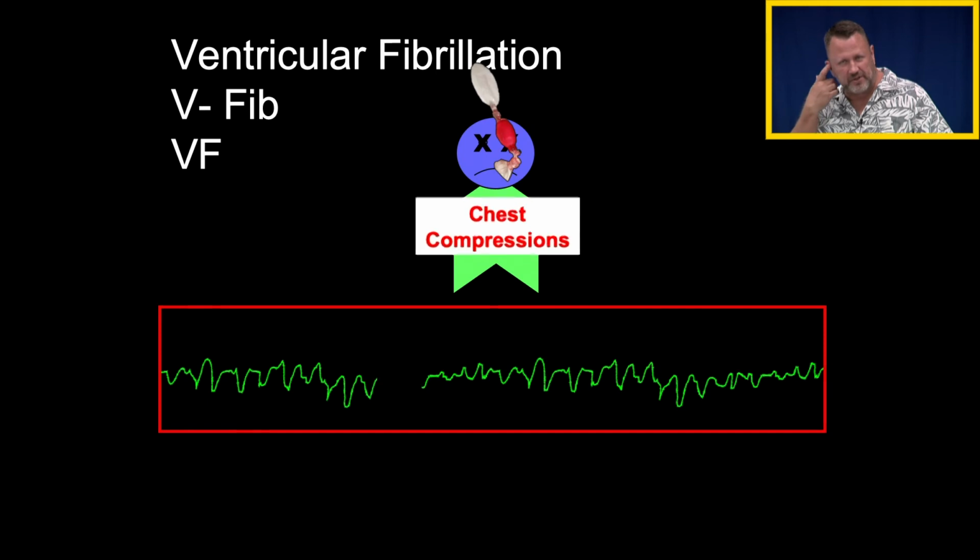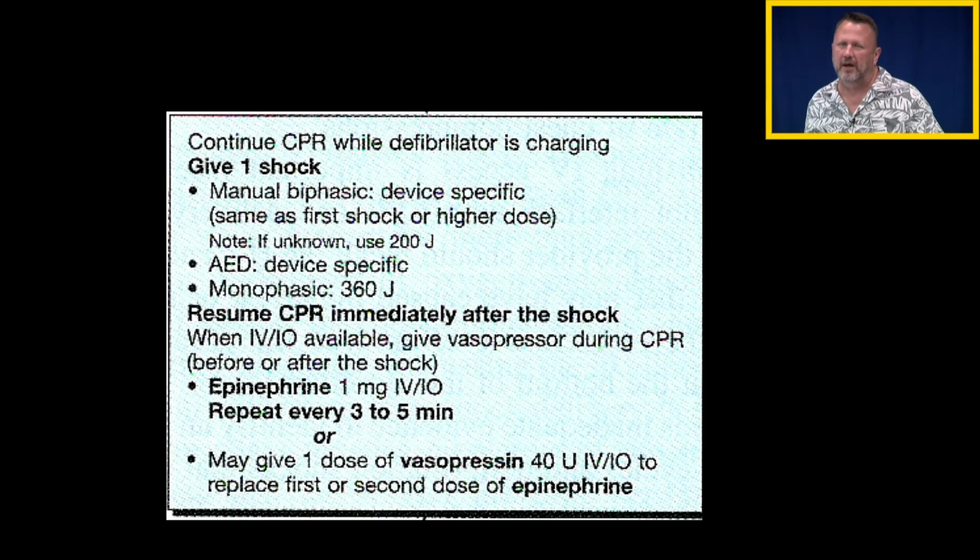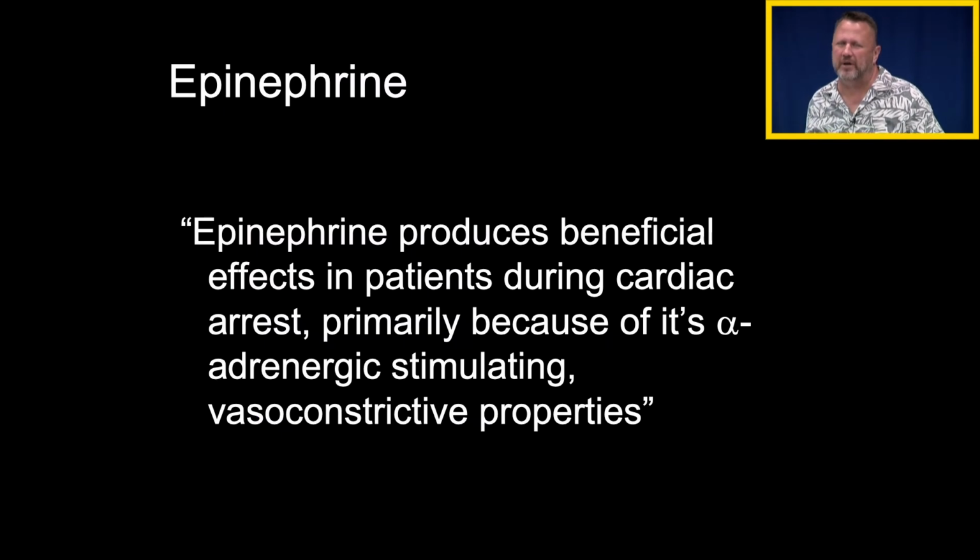All right, so this person's in ventricular fibrillation. We're doing chest compressions at 100 a minute, and we are ventilating this person. And we're going to shock him. We shocked him at 360 joules on a monophasic machine. We shocked him at 200 joules on a biphasic machine.